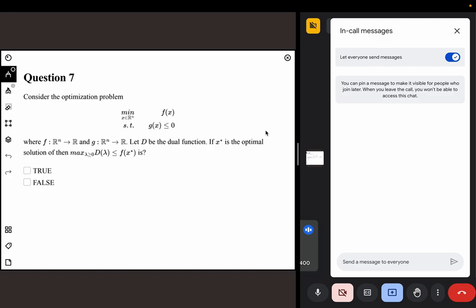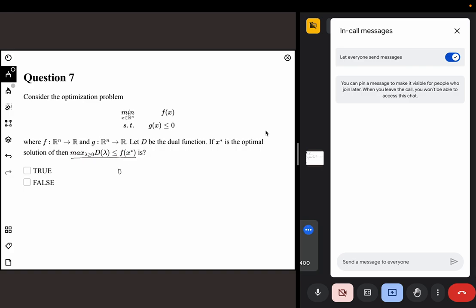So the next one is also something similar. This also we discussed previously. So when we want to minimize some function f of x such that g of x is less than or equal to 0, and d is the dual function, if x star is the optimal solution, the maximum value of d of lambda is less than or equal to f of x. Is this particular statement true?